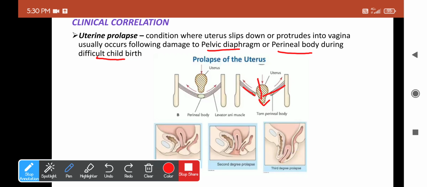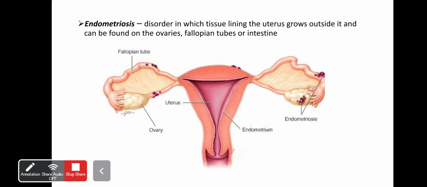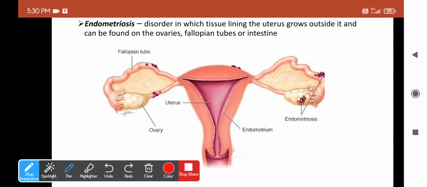And depending on the position of the uterus, the prolapse can be classified into first degree, second degree and third degree prolapse, okay. Then endometriosis. This is a disorder in which the tissue lining the uterus grows outside it and can be found on the ovaries, fallopian tubes, or even in the intestine. And this usually occurs due to retrograde menstrual flow, and this causes pain and irregularity in menstruation. Okay, so this is a painful condition.